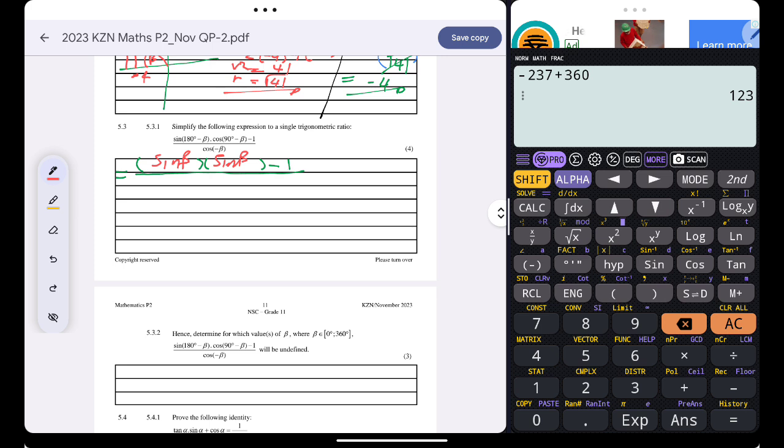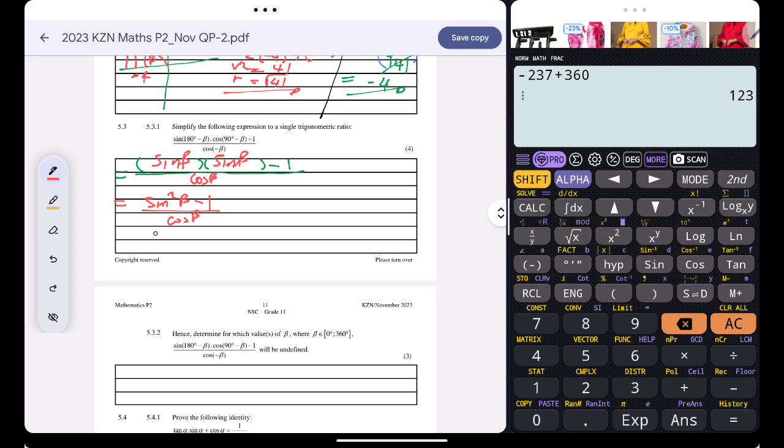Negative angles are angles in the fourth quadrant, especially if it's just a negative unknown variable, negative beta, negative theta, negative x, negative alpha, and so forth. Those angles are angles in the fourth quadrant, right? So in the fourth quadrant, I know that cos is positive. So I'll simply write cos of angle beta. And then now I have sine squared beta minus 1 all over cos beta, right?